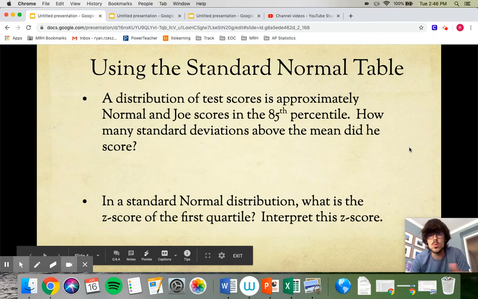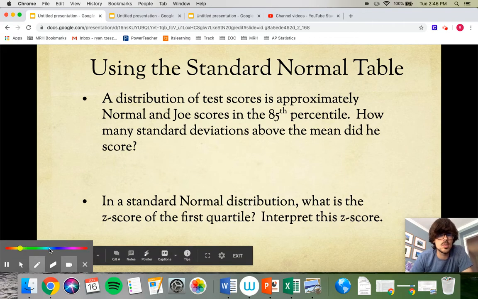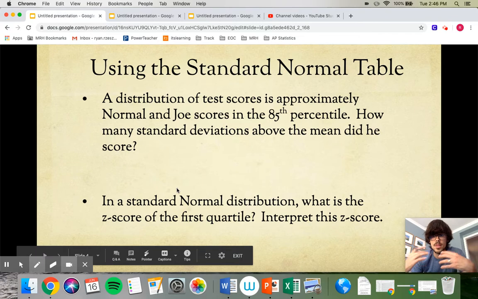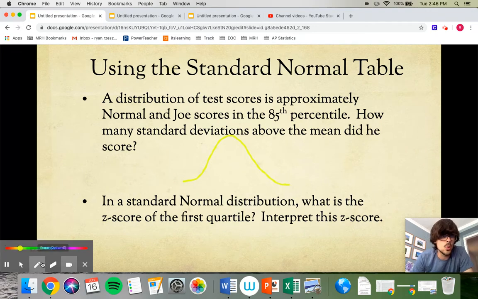Sometimes they can make you use the normal table in reverse. So this time, they are telling you that there's a distribution of scores. A lot of test scores are kind of forced to follow a normal distribution. And this guy, Joe, scores in the 85th percentile. How many standard deviations above the mean did he score? So we've got our normal distribution right here, for the normally distributed scores. And we know that they scored in the 85th percentile.